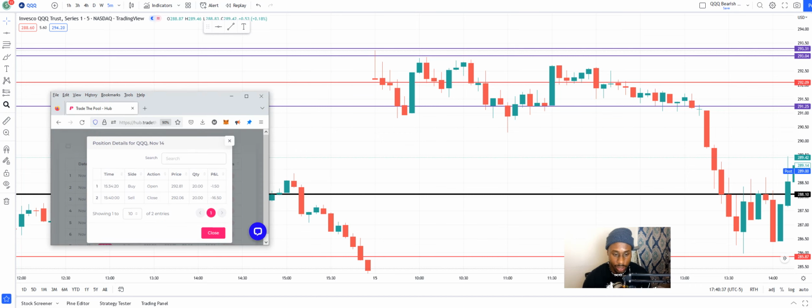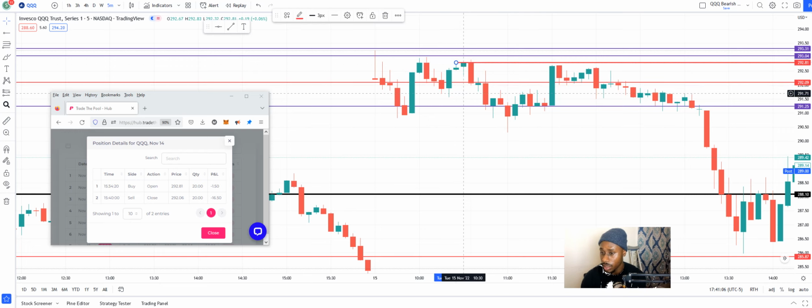So the first trade was at 10:34, a buy position at 29281, 20 shares. So we go to the 10:30 candle, and we use our horizontal ray at 29281. The 10:30 candle would be this one actually. 29281 on the 10:30 candle.